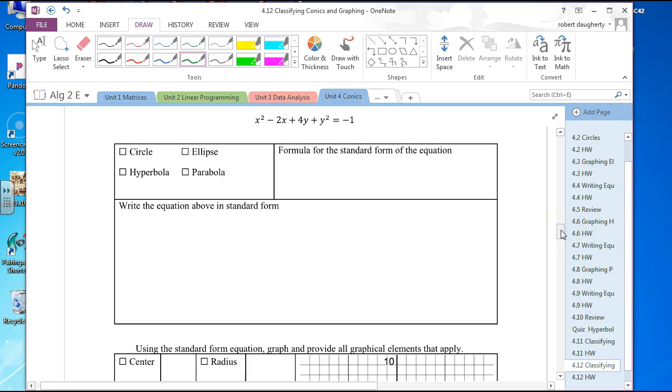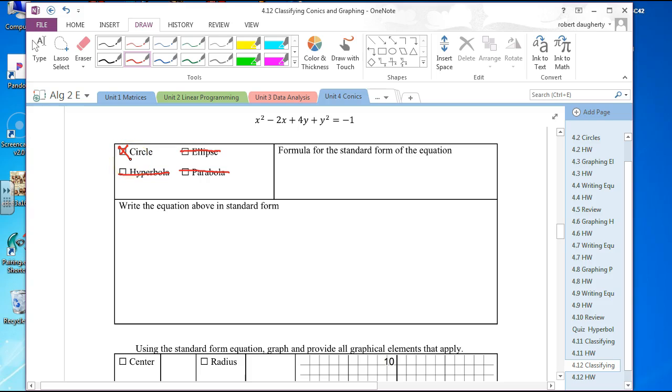Kyle is claiming this is a circle. Is he right? Yeah. So it's not a parabola. That's the easiest one to get rid of. It's only a parabola if there's one thing squared. It's a hyperbola if they have opposite signs. And then if they have the same coefficient or different coefficients, it's an ellipse. So this has to be a circle, okay?